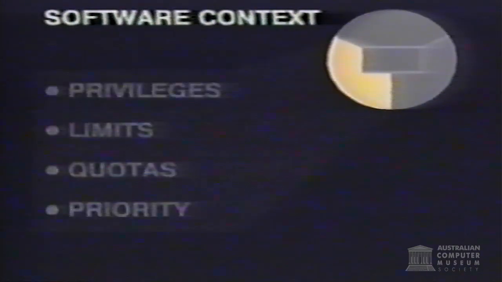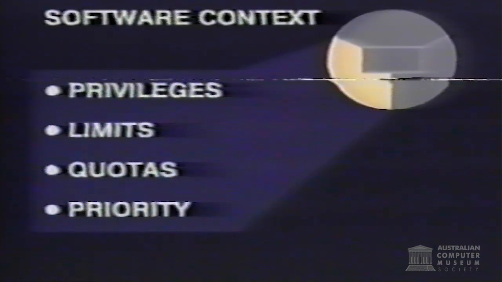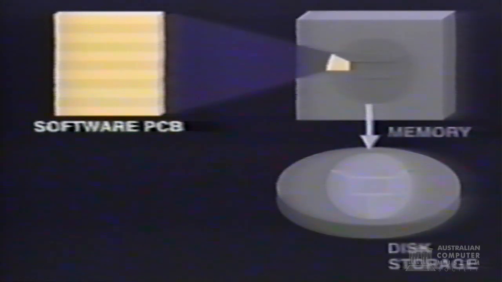While the hardware context represents information about what images are doing in the CPU, the software context defines what images are allowed to do. Privileges, limits, quotas, and priority level are part of software context. Two data structures hold this information. The software process control block always remains in memory. It is never swapped out to disk storage because it contains information which is essential in determining whether the entire process should be memory resident.